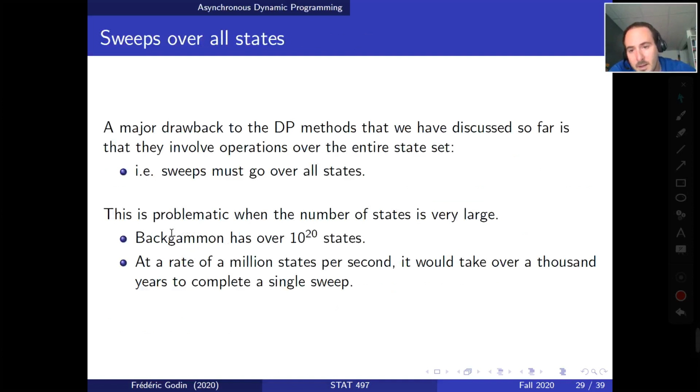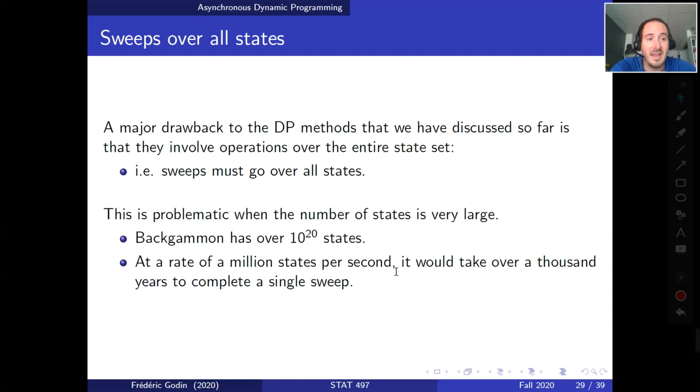Let's give an example here, which should strike your mind. Consider the game of backgammon, which has over 10 to the power 20 states. If we are able to update the value of a state S at the rate of 1,000,000 states per second, then going through all of such states would take over 1,000 years to complete a single sweep. And by sweep, I mean going through all the states once. Of course, this becomes not feasible in practice. It wouldn't be appropriate to have something requiring 1,000 years running.